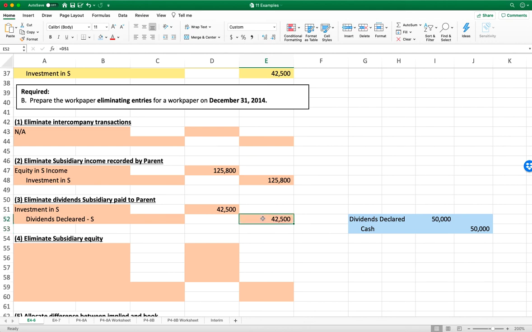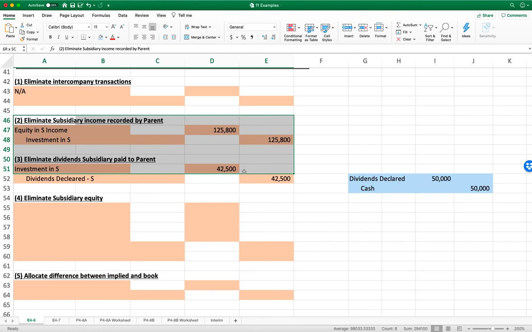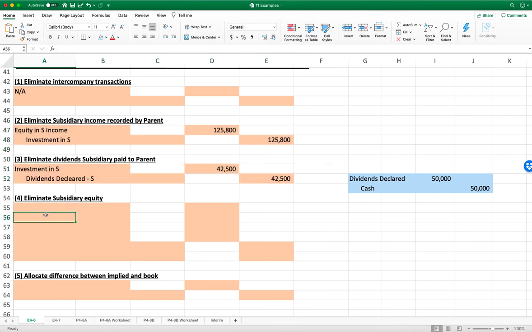So the difference between this number and this number is going to be the amount that was paid to our non-controlling interest. And so that cash actually left this consolidated entity, and that actually was an arm's length transaction. And so that's fine. Those get to stay dividends declared. Okay, so this was the new part. And now we're up to the part that we know.